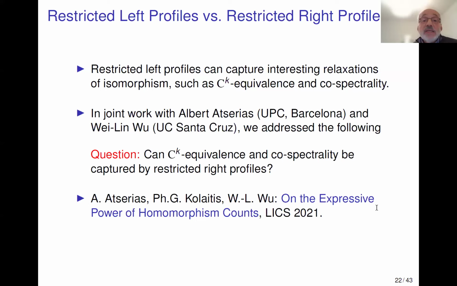In particular, can CK equivalence and cospectrality be captured by restricted right profiles? In other words, can you do from the right what you can do from the left? Or is there a superiority of the left over the right or the other way around? And Albert Acherias joined us in this project, and we had a paper in Leaks 2021 on the expressive power of homomorphism counts.